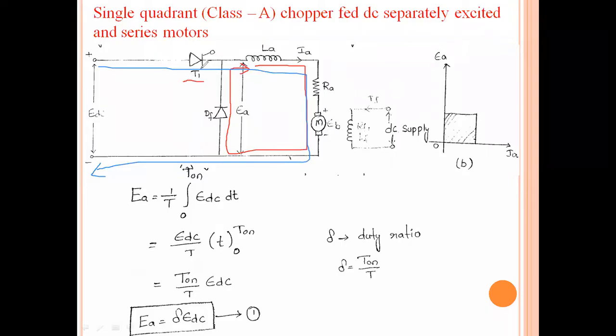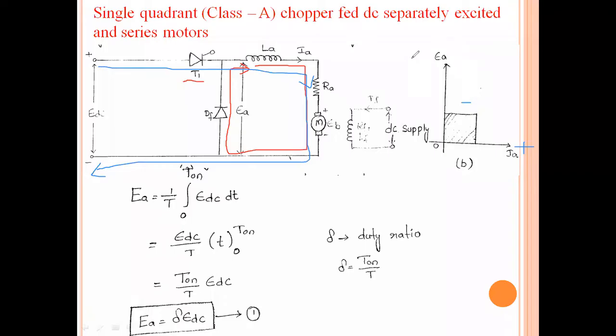In the second mode, when the thyristor is turned off, no supply is given to the motor terminals. The input supply is disconnected from the motor terminal. So only in the first mode have we seen the positive supply across the motor and the positive current, because you can see both current directions are the same. So both are positive. When the voltage and current are positive, we achieve the first quadrant operation. This is how the first quadrant operation is achieved.